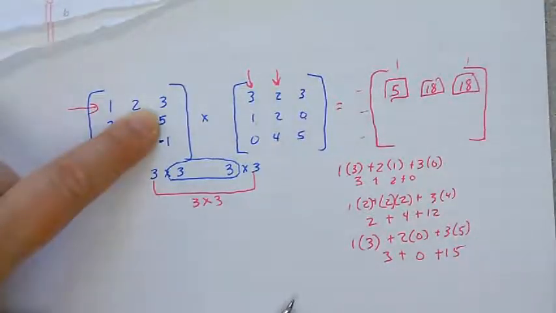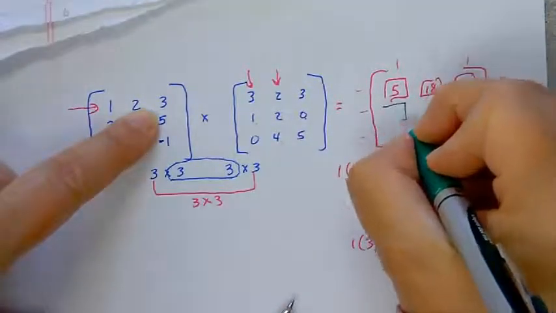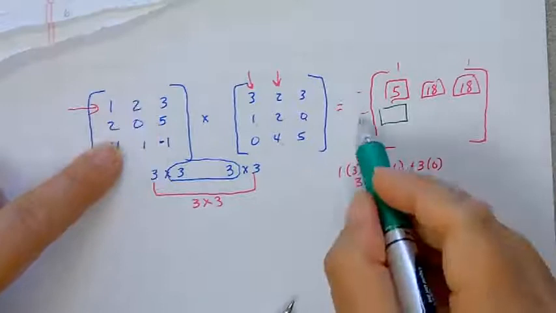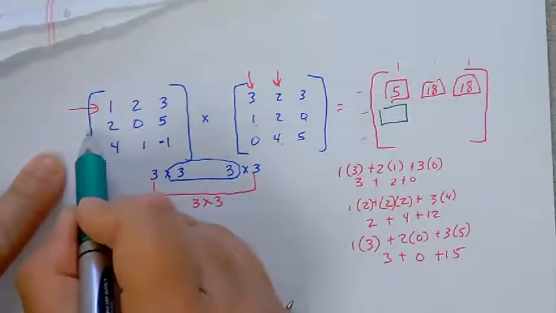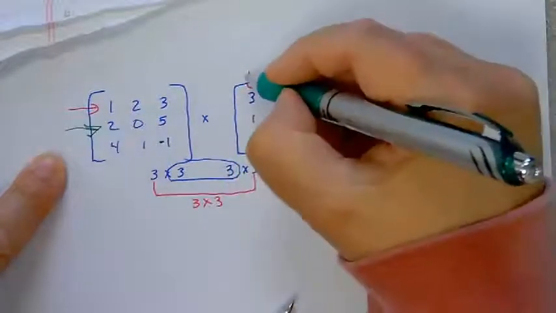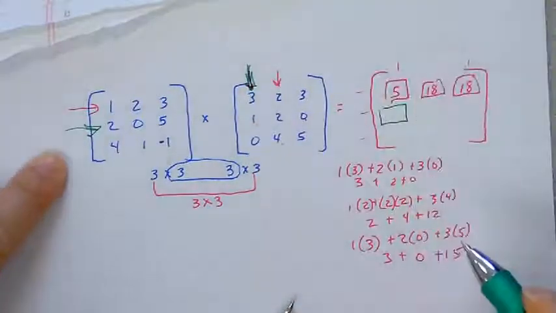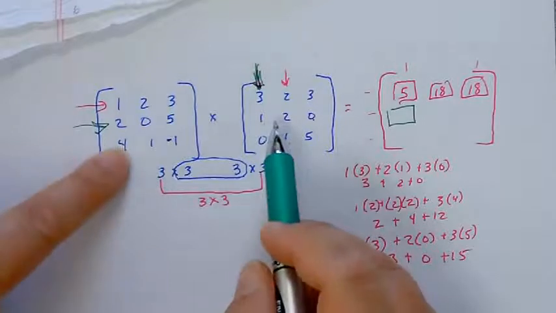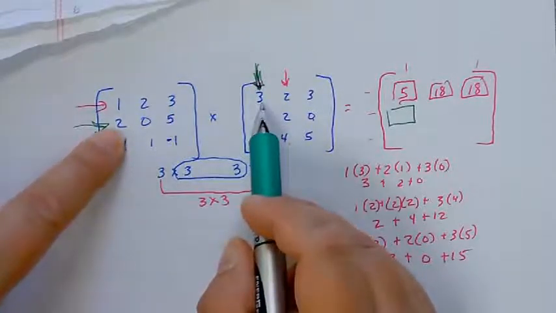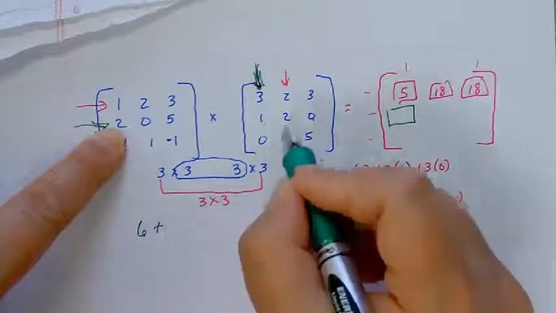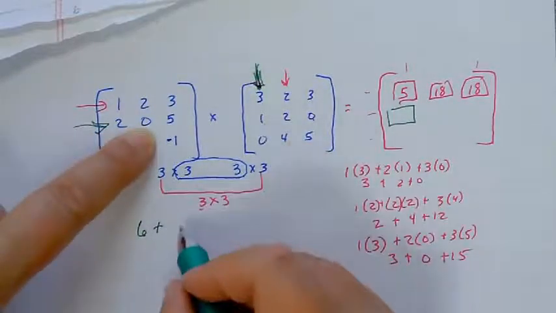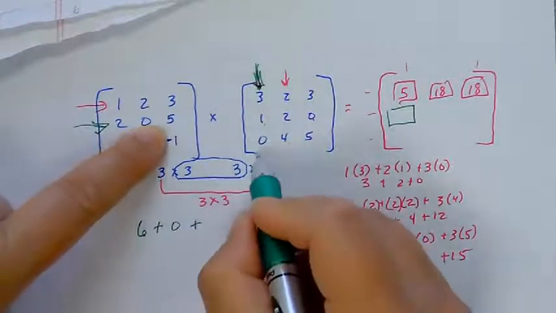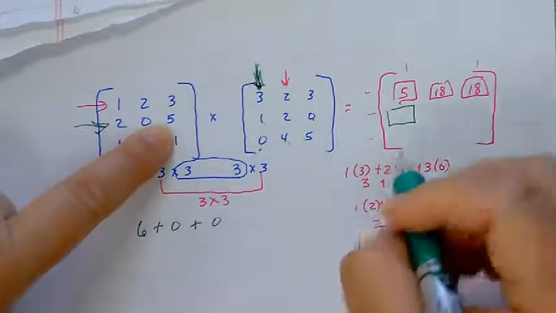Let's go to the second row. Let's find this spot. This is row 2, column 1. So now I'm using row 2 and column 1. I have to get creative here. So 2 times 3, and I'm going to start doing that part in my head. That's 6. Plus 0 times 1 plus 5 times 0. So in this spot I have a 6.